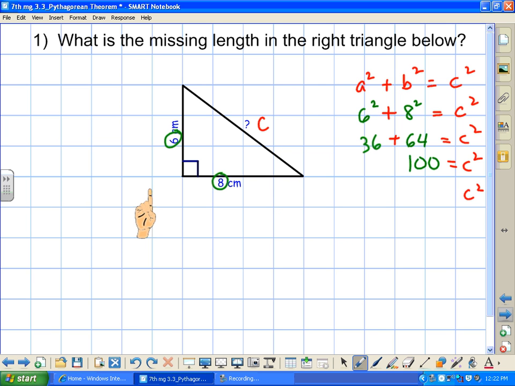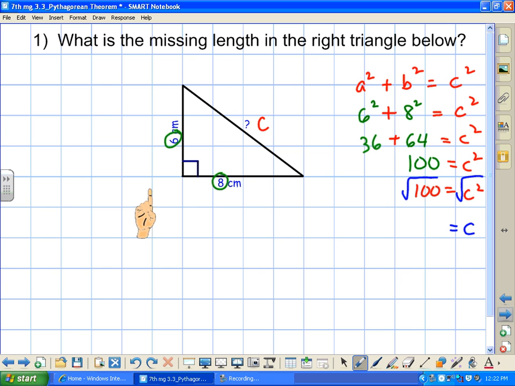And what do I do next? What I need to do next is I want to know what C is, not what C squared is. And so what I need to do is take a square root of both sides. Remember that whatever you do to one side of an equation, you do need to do to the other side, and it'll hold the equality of the equation here.